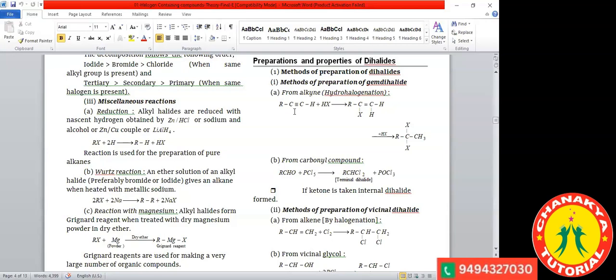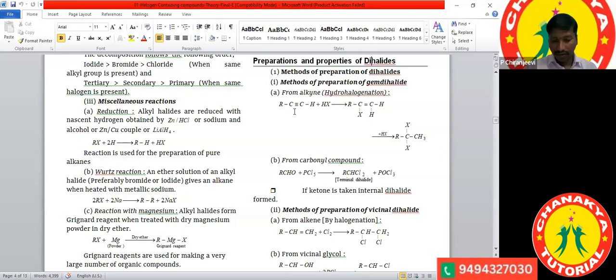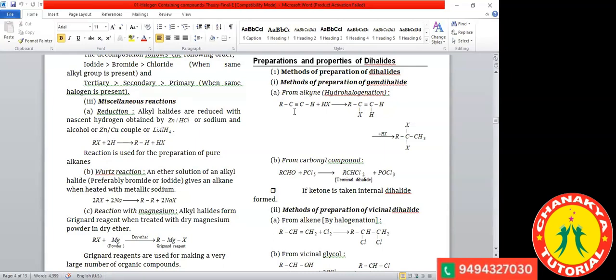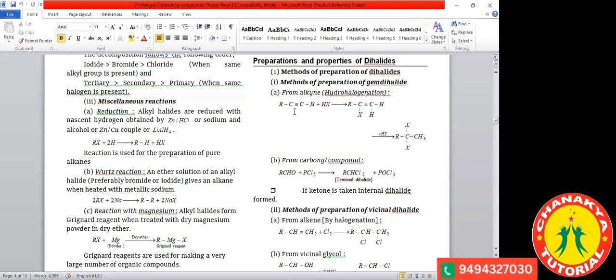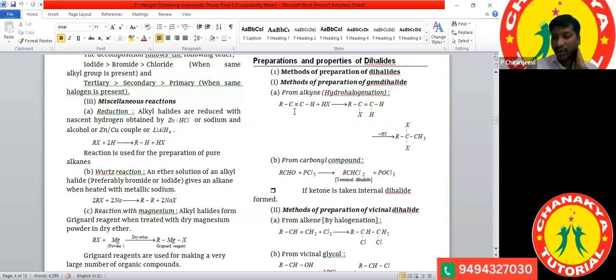Sir, in Markovnikov's rule, the halogen gets attached to the carbon which has less number of hydrogens. Okay. So what is meant by the Markovnikov rule: the negative ion attaches to the carbon which has less number of hydrogen atoms in the alkene or alkyne.